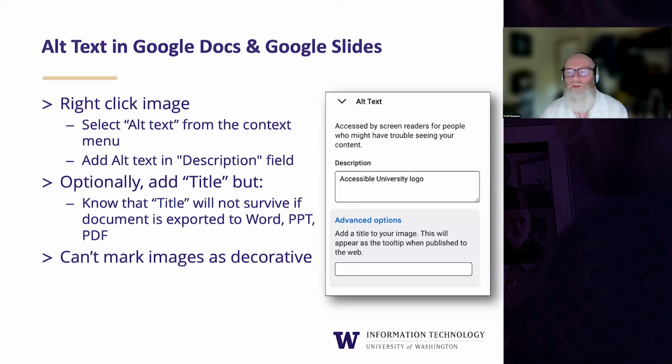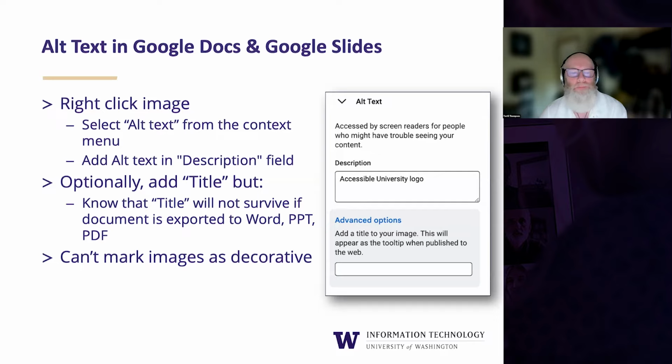But in recent years, they have updated the description of what that's for, just to clarify the difference between the two fields. As it says here, a title will appear as a tooltip when published to the web. We generally discourage using that field at all and just focus on the description. If you export to PDF, or save as Word or PowerPoint, or any sort of movement from one platform to the other, the description field survives and the title field does not.